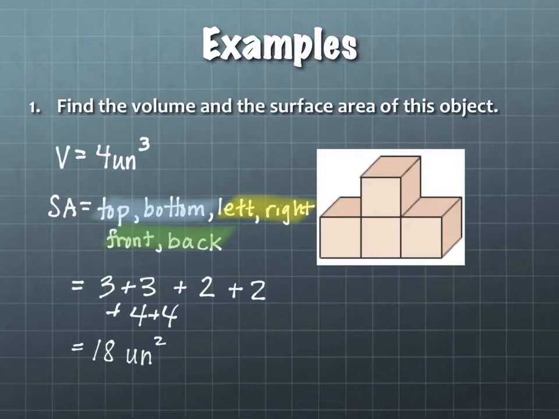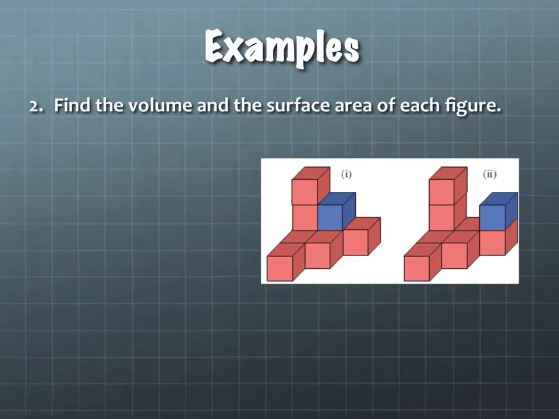Okay, is everybody good with that? Okay, we're going to take a look at another couple of them. So I have 2 objects here. We'll look at object number I, or letter I. Again, volume's the easy one to calculate typically, and surface area tends to be a little trickier. If you're looking at the volume of the first shape, how many do you have?